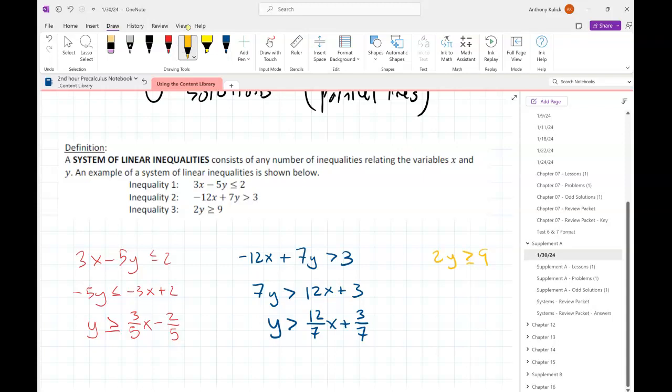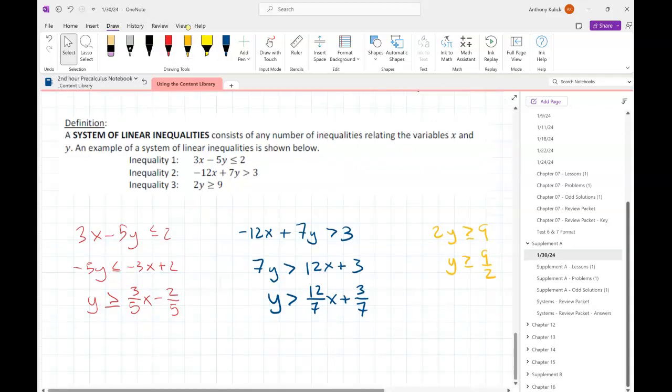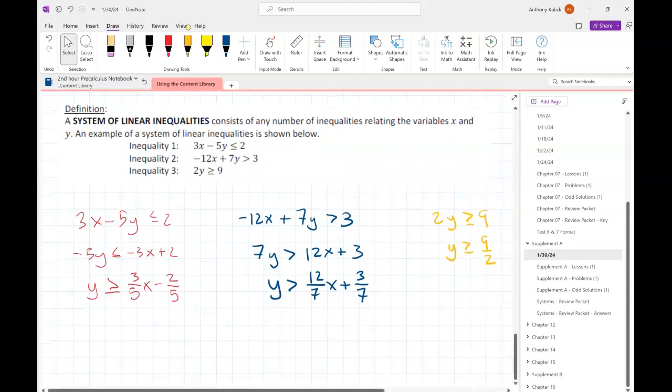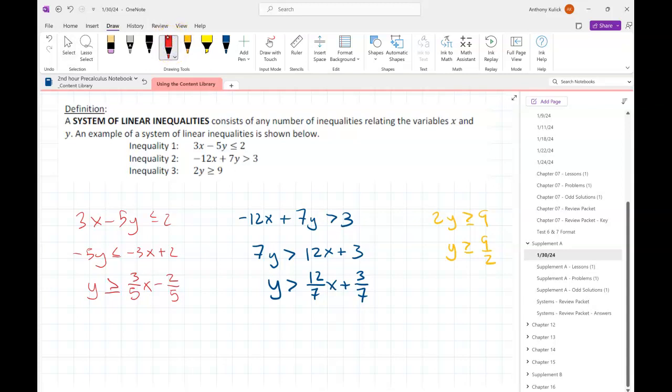Yes, if I multiplied by a negative, it would also flip. Absolutely. Is everybody okay with how I did that as my first step? Okay. So what I'm going to do next is pretend that these are equals.